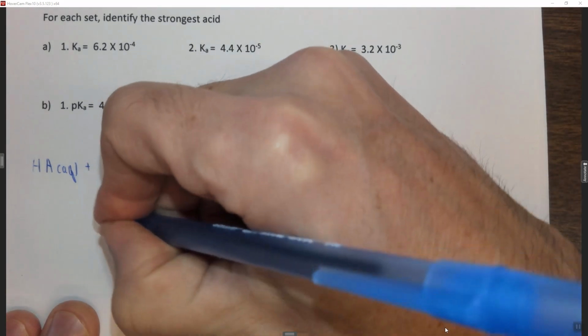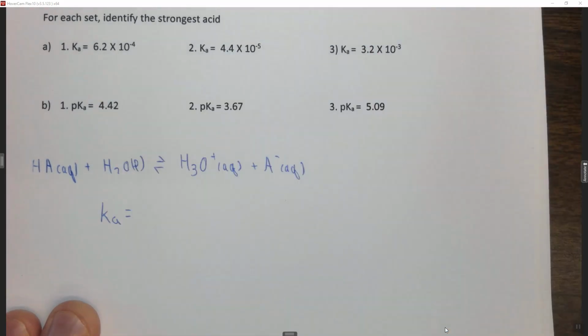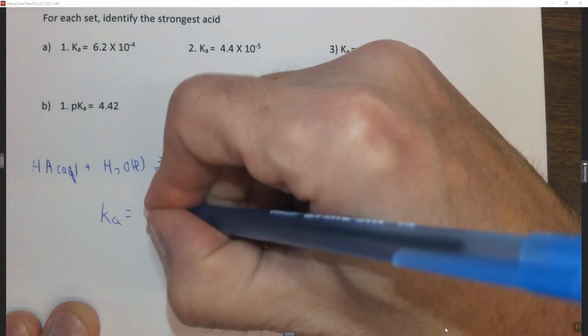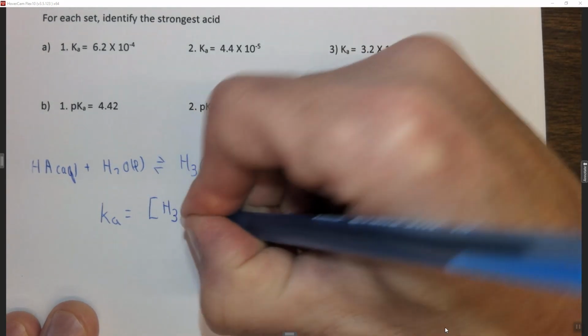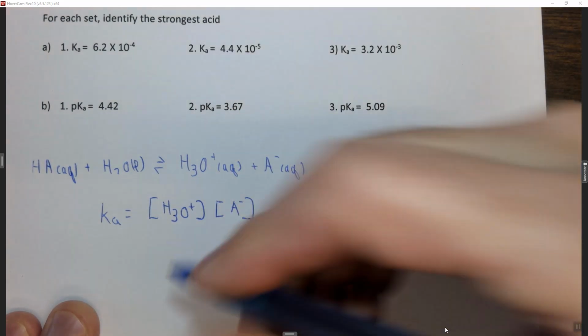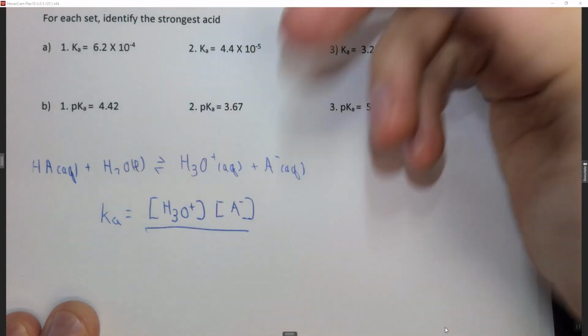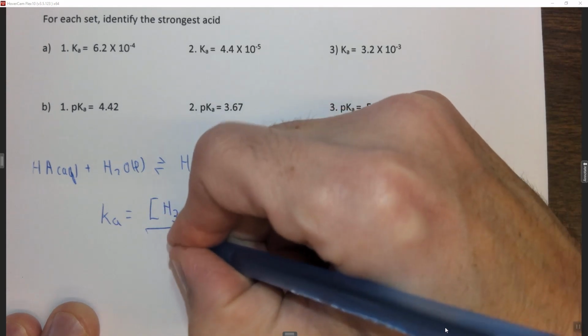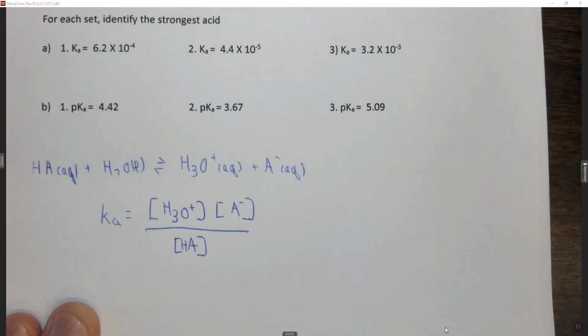So Ka here is products over reactants. Ka is just like Kc, except it's for acids. All right, it's the concentration of H3O+ times the concentration of A-, the products, over the reactants. Note that H2O doesn't count because it's a liquid, over the concentration of HA, like so.